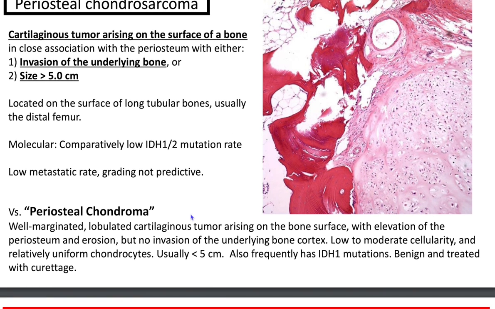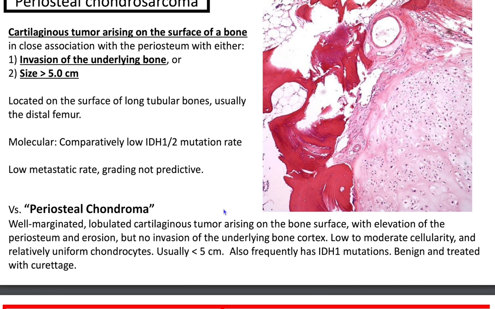And then there's also an entity called periosteal chondroma. And this is a well-marginated, lobulated cartilaginous tumor arising on the bone surface with elevation of the periosteum and erosion, but however, no invasion of the underlying bone cortex. So that's the main difference between periosteal chondroma and periosteal chondrosarcoma. You can have low to moderate cellularity and relatively uniform chondrocytes, and usually the tumor will be less than 5 centimeters.